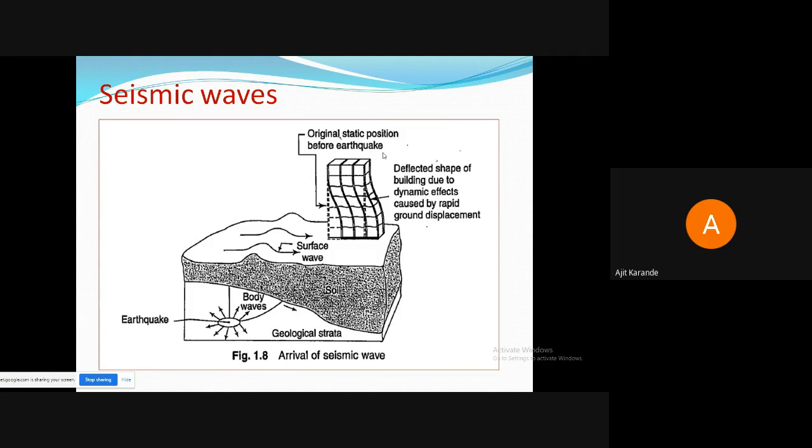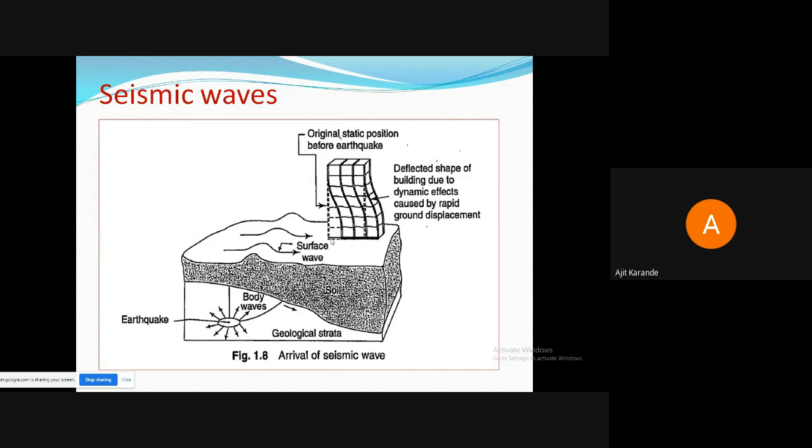So during the earthquake, what will be the behavior of the structure? What will be the behavior of a particular building during the occurrence of the earthquake? Here you can see the deflected shape of the building due to dynamic effects. Some drift may be observed here. This is the deflected shape of the building due to dynamic effects caused by the rapid ground displacement, so some drift may be observed in the buildings.